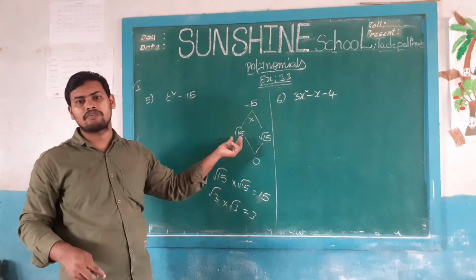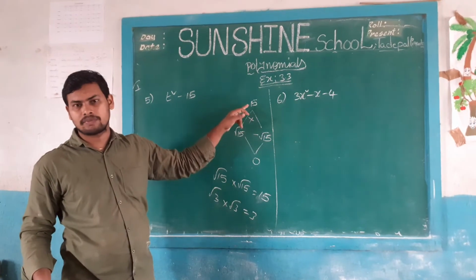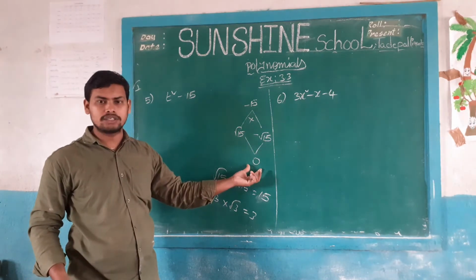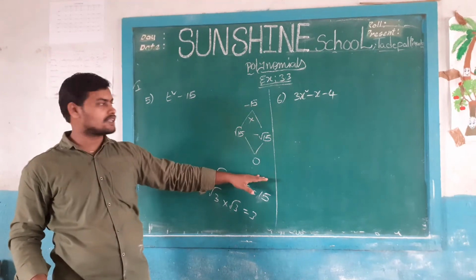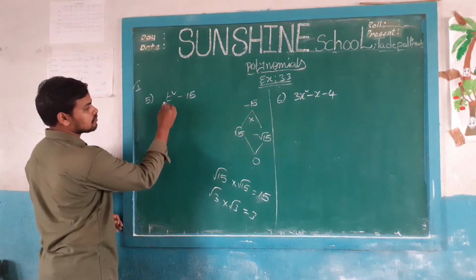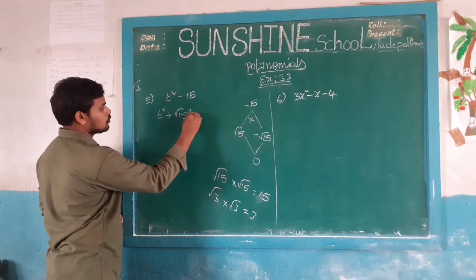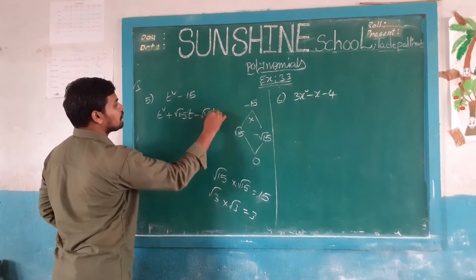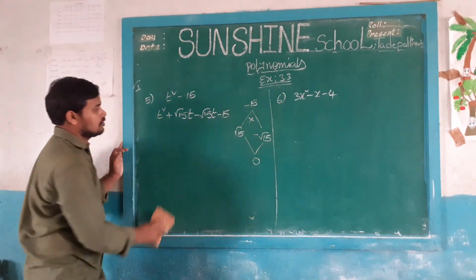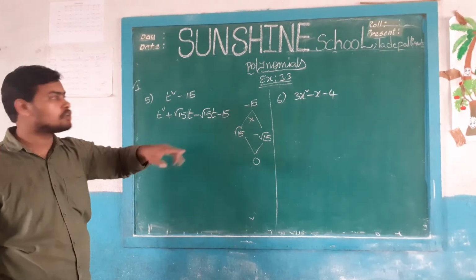Both root 15 and root 15 are the same, so you have to place a sign on one. Root 15 into minus root 15 is minus 15. Root 15 minus root 15, the value is 0. If we add these two numbers, the result is 0. If we multiply those two numbers, the result is minus 15. So t square plus root 15t minus root 15t minus 15. Plus root 15t and minus root 15t cancel, so the result is 0. There is no such term.